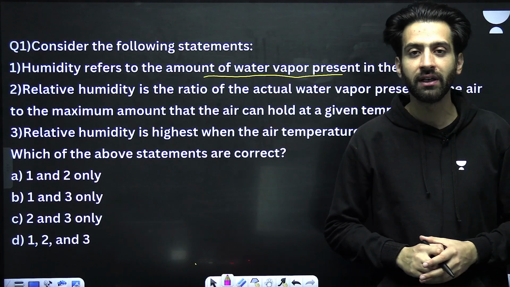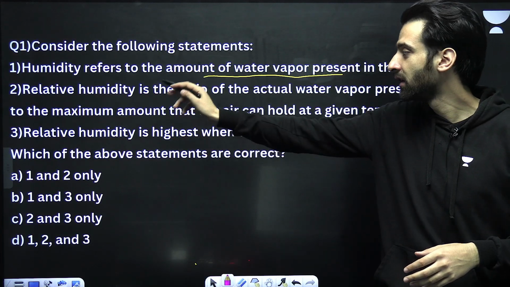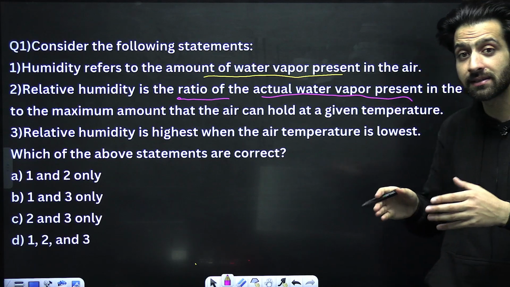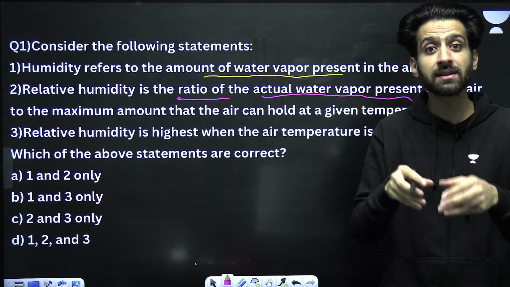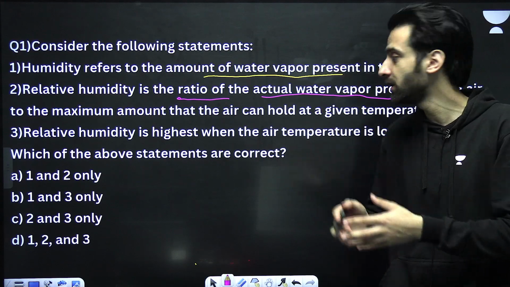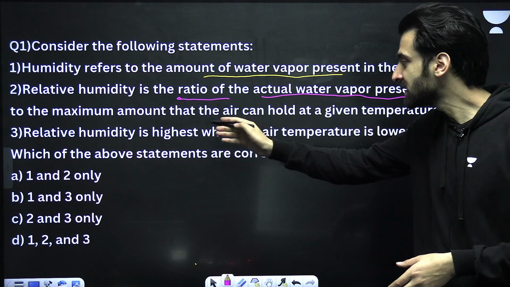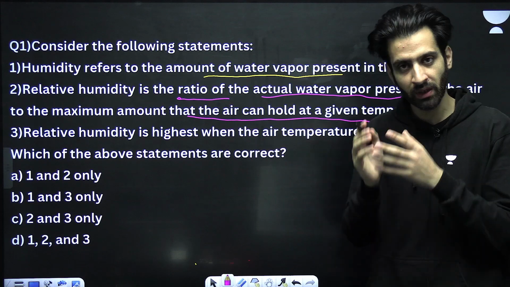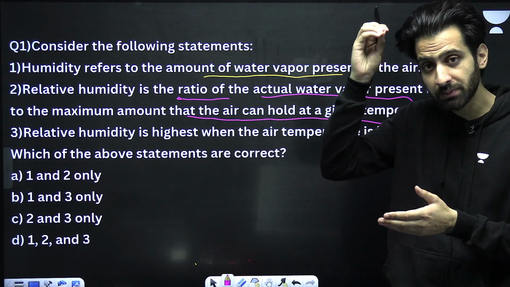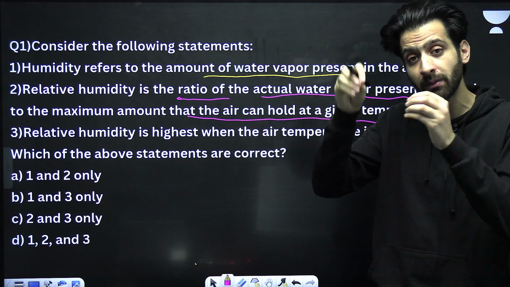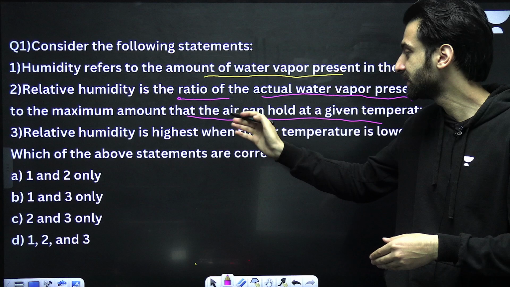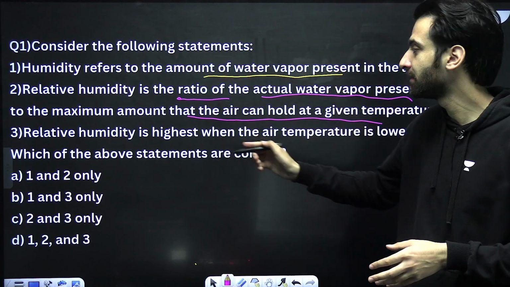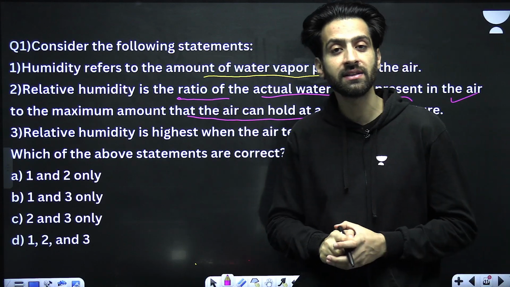First statement is already done. This is correct. Then the second statement. Relative humidity is the ratio of actual vapor present, that is the absolute humidity, in the air to the maximum amount that the air can hold at a given temperature. It is the same that I just mentioned. It is the vapor present in the air divided by the total capacity it can withhold at a temperature. That means this statement is also correct. So our second statement is also correct.